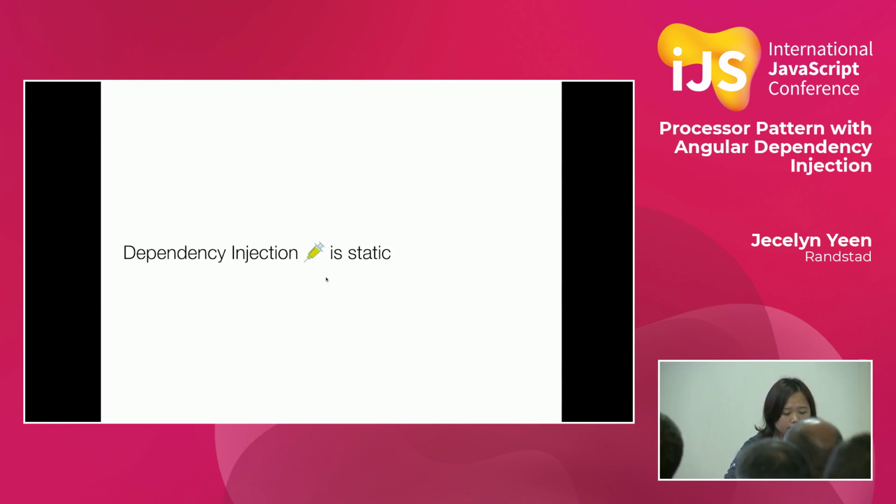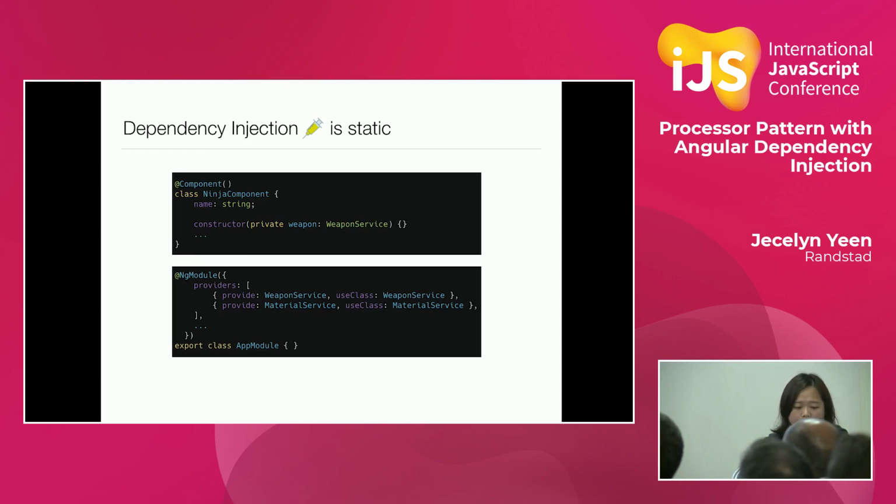What I mean by static is, let's say this is your component. Now we have the weapon service injected in, so we can only hook it up once. We cannot change it. So what if now I want to change the weapon service to another service dynamically? There's no way for me to change the implementation dynamically.